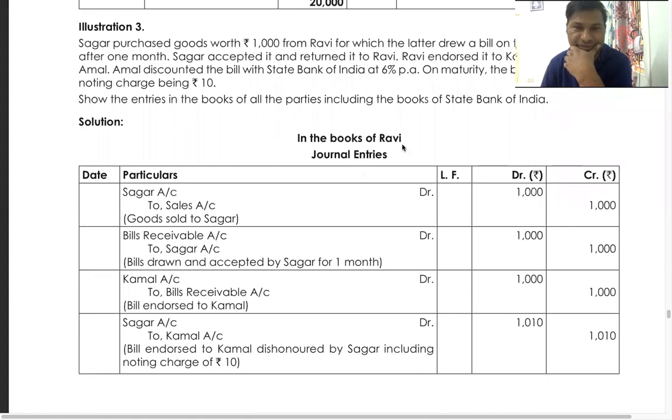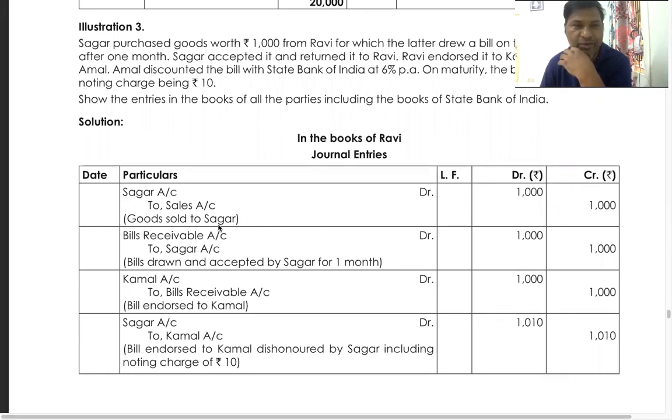In the books of Ravi. Who is Ravi? Ravi is the drawer. Journal entries in the books of Ravi. Now you have five columns. If you delete the ledger folio column, five columns: date, particulars, debit column, credit column. If you add the ledger folio column, it will become six. The second column being broader is for particulars.